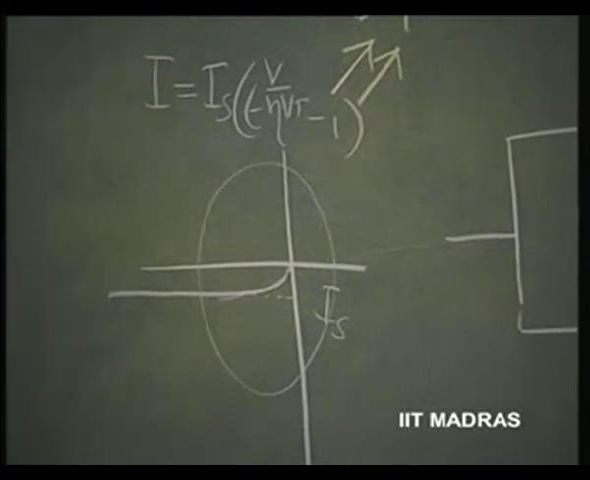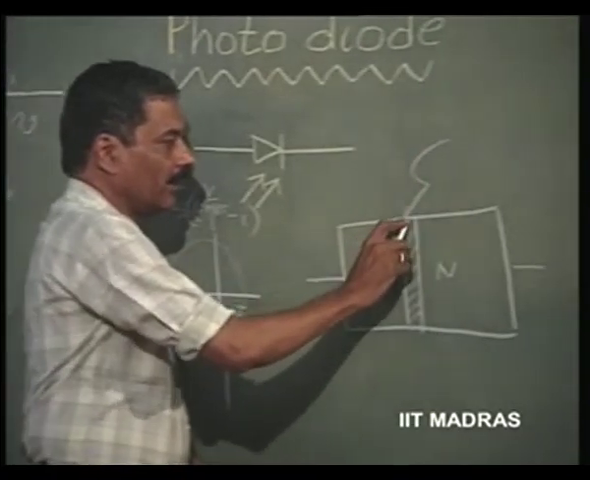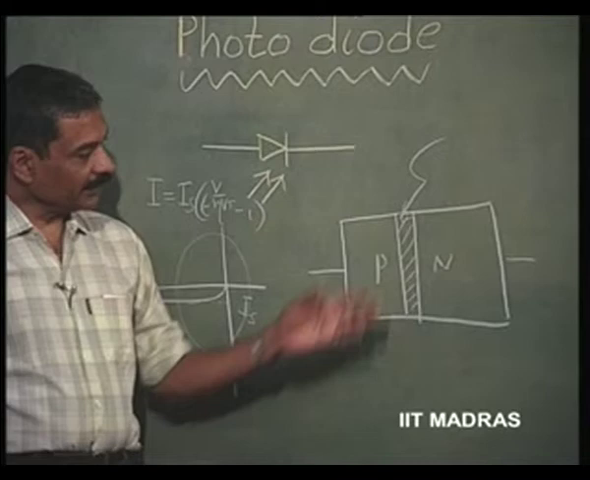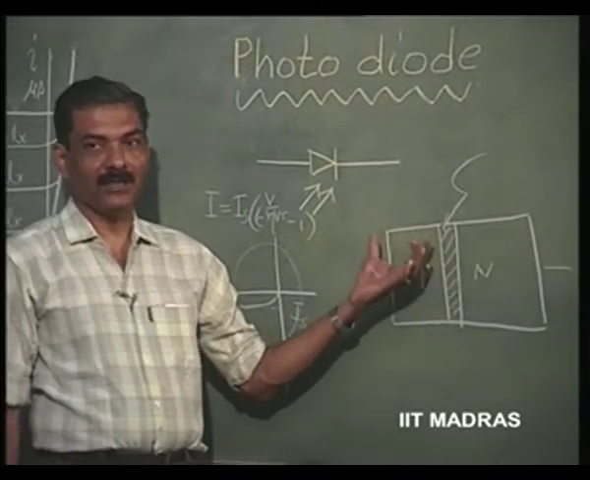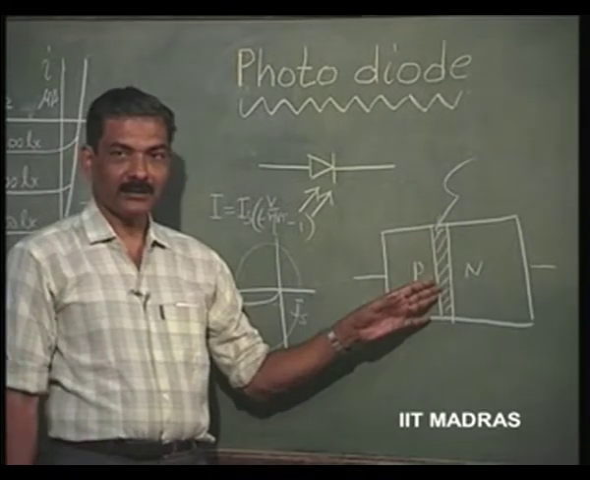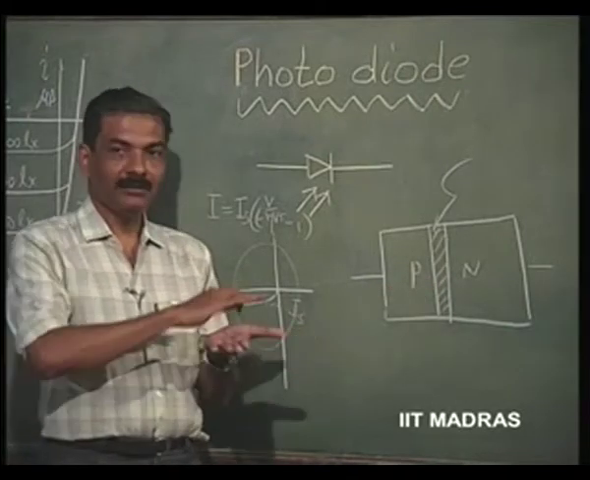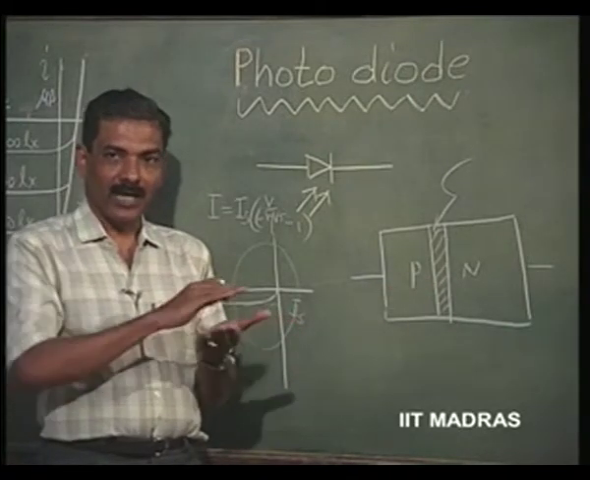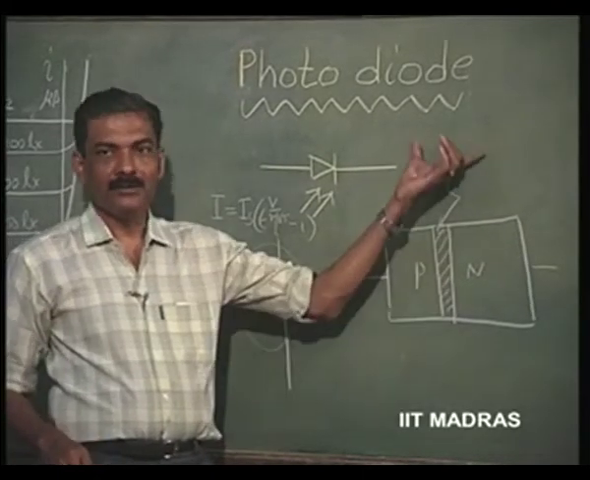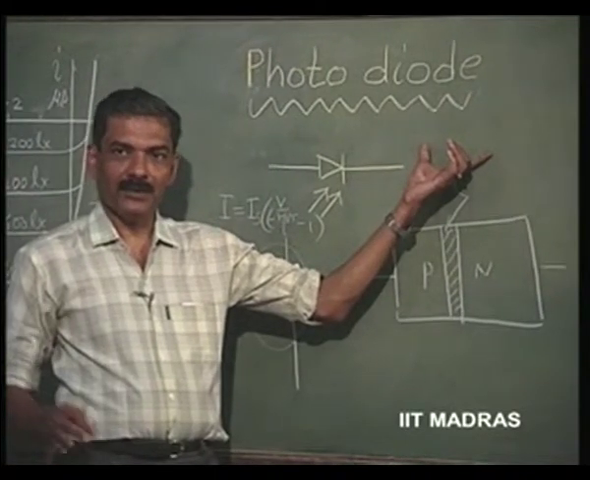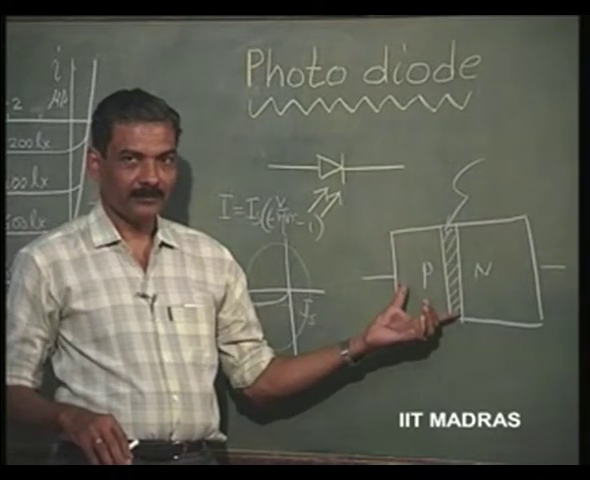Now, what happens if I make light fall on this junction? That means there should be a facility to expose the junction to light. That is the constructional feature of a photodiode, where this junction is physically exposed to light, which means these diodes will have a sort of glass window which will expose the junction directly to light. That is the only difference in constructional feature for these photodiodes.